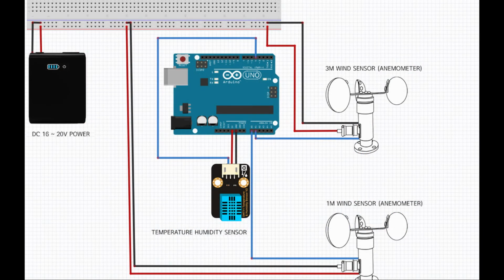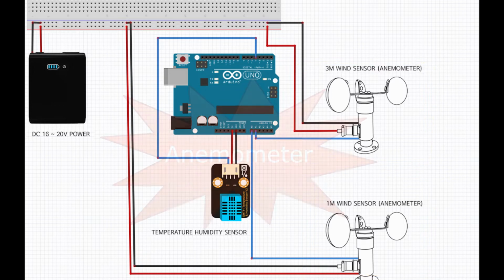Let's look at the circuit diagram and related components. First, we will use the Arduino Uno board, which is the most basic of many different Arduino products. Let's connect two wind speed sensors to measure wind speed at 1 meter and 3 meters in height.